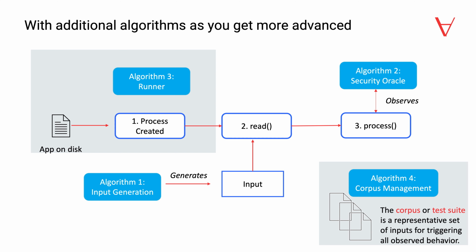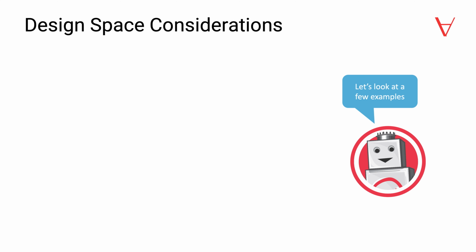Now, another example algorithm you'll commonly find is corpus management. As we said, the fuzzer generates inputs, and as we fuzz, we can collect those inputs to come up with a test suite. The test suite is the representative set of inputs for triggering all observed behaviors as you're fuzzing. So there's a lot of design space considerations, and we'll look at a few examples in just a minute.